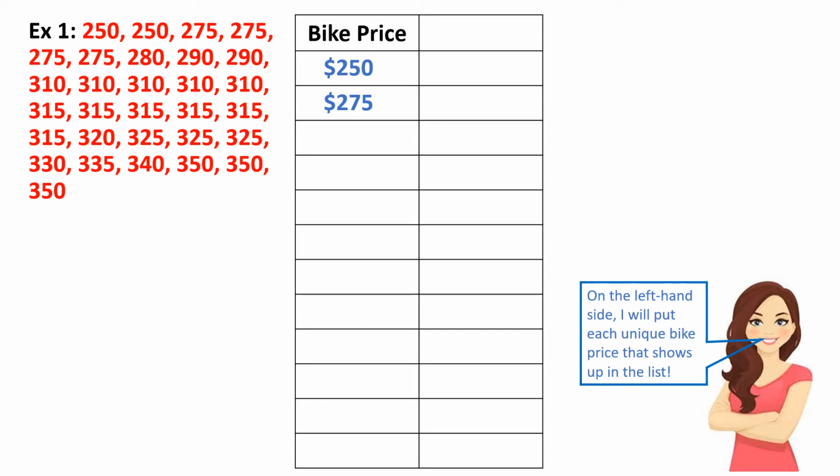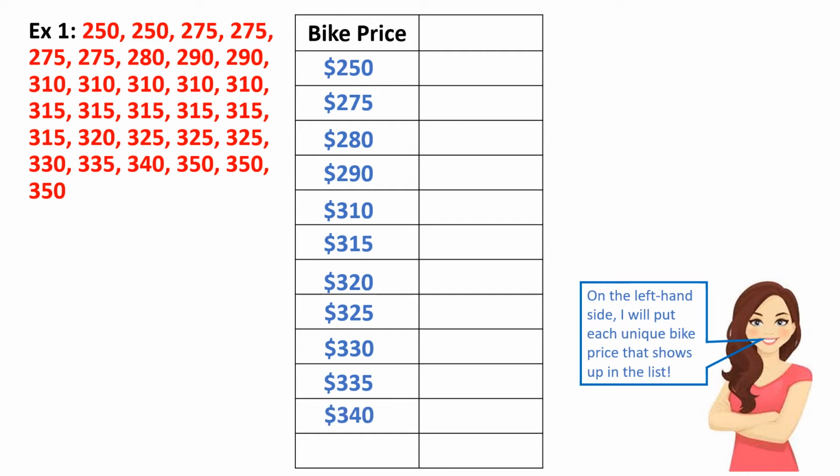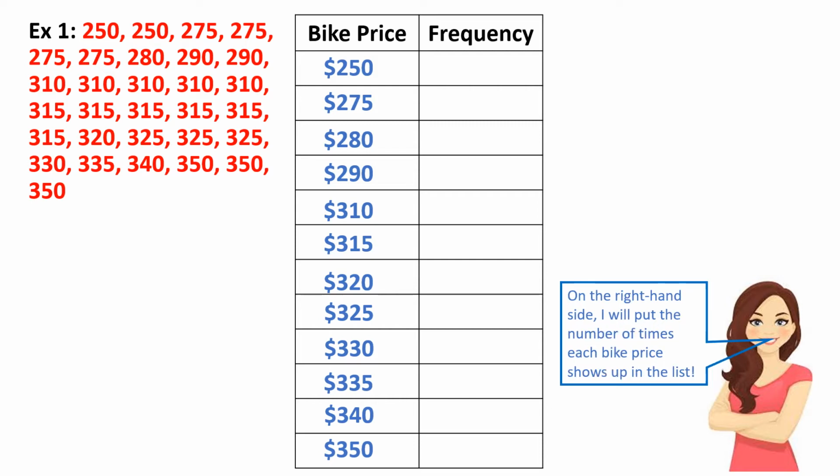So I have 250, 275, 280, 290, $310, $315, $320, $325, $330, $335, $340, and $350. These are each of the unique bike prices. Then, on the right-hand side, I will put the number of times each bike price shows up in the list.